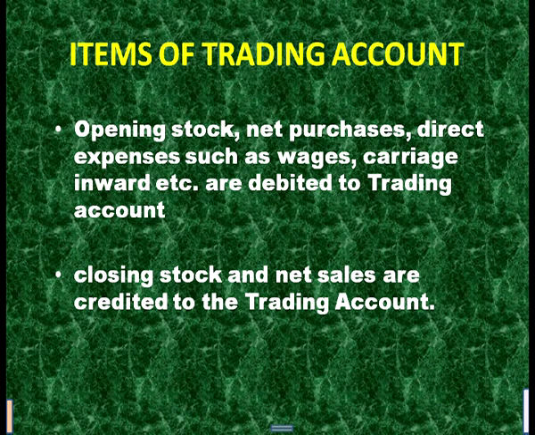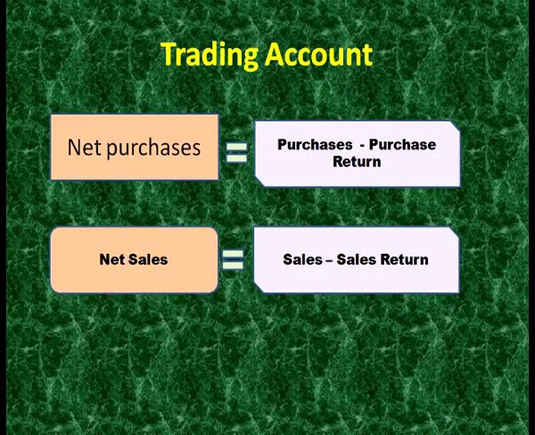What are the important items of trading account? Opening stock, net purchases, direct expenses such as wages, carriage inwards, etc. are debited to the trading account. Closing stock and net sales are the items that are credited to the trading account. What is net purchases? If you subtract purchases returns from gross purchases, you get net purchases. Same way, if you subtract sales returns from the total sales, you get your net sales.